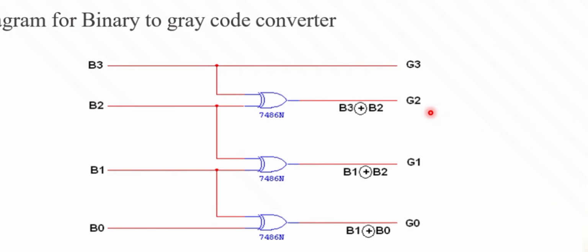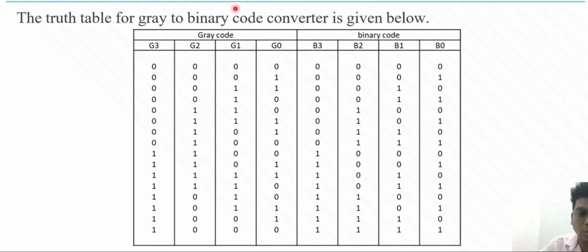G3 is B3, G2 is B3 exclusive-OR B2, G1 is B2 exclusive-OR B1, then G0 is B1 exclusive-OR B0. So by using the XOR gate, we get the binary to gray code conversion. Now, for gray to binary code conversion, the gray code becomes the input and the binary code becomes the output.